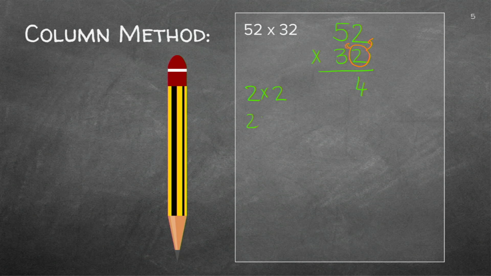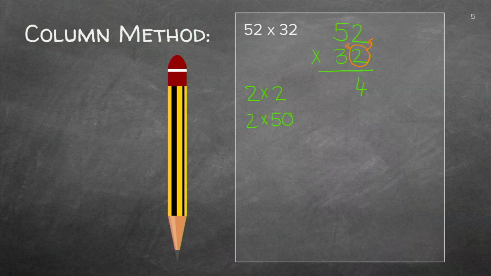2 times 50. Be very careful not to write 2 times 4 because the 5's value is 50. So 2 times 50 will give you 2 times 5 equals 10, and you put your 0 back. Now I'm done multiplying with the ones at the bottom.